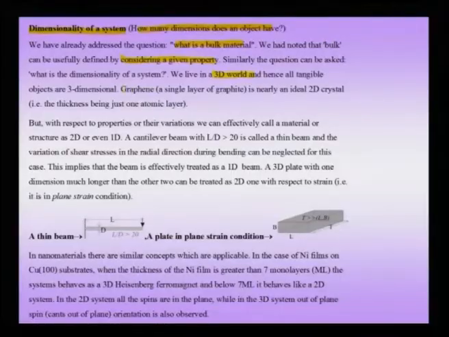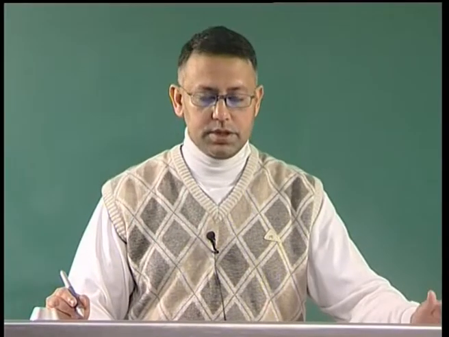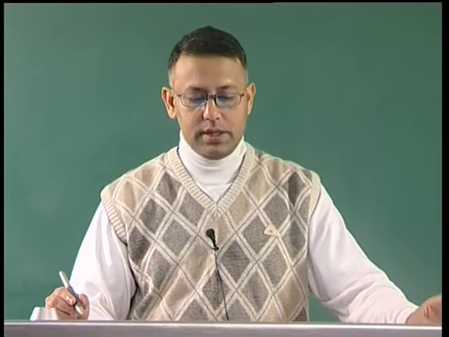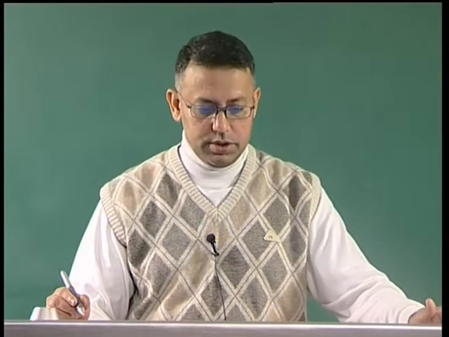For instance, suppose I take graphene, which is almost a single layer of graphite, almost as close to an ideal 2-dimensional crystal as we can think of. So, this is just an atomic layer thick, and therefore, I would like to treat this system as a 2-dimensional system rather than a 3-dimensional system, even though we know that this object has an embedding in 3 dimensions.